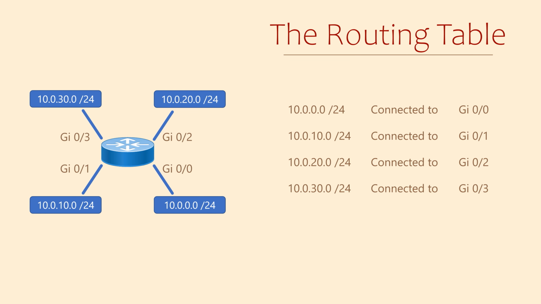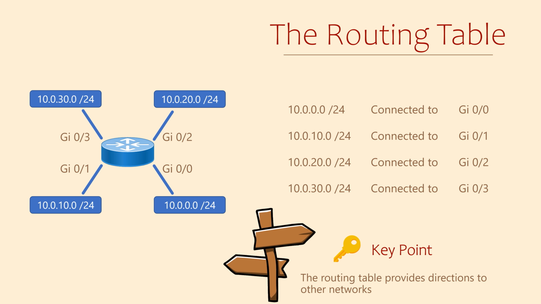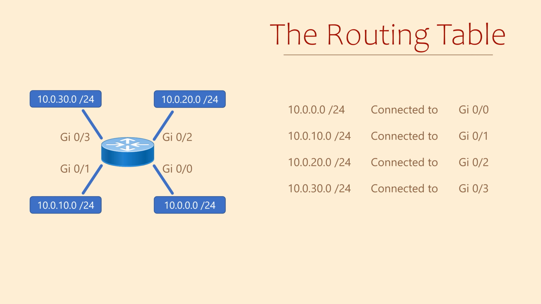Here we have a simplified example of how this works. There is a router connected to 4 different networks. Each network is in the routing table, along with information on how to reach the network. All 4 networks are directly connected to the router. In this case, the routing table lists the interface that connects to these networks. Soon, we'll see that not all networks connect directly to the router. Even so, they still appear in the routing table. The key point here is that the routing table provides signposts. These signposts show the way to these networks, so the router knows where to forward packets.